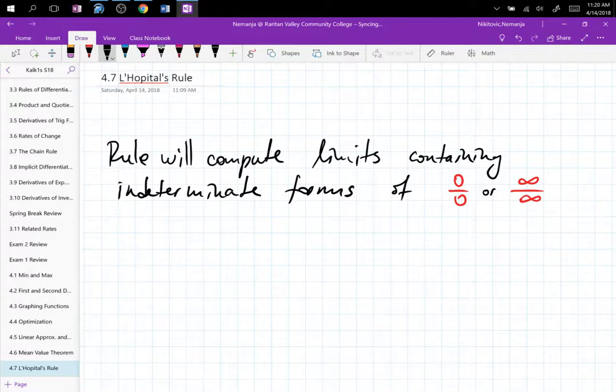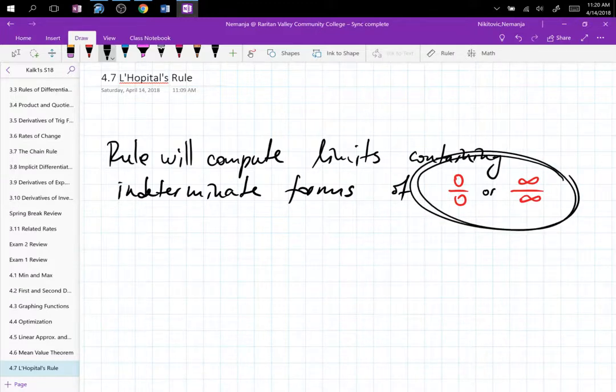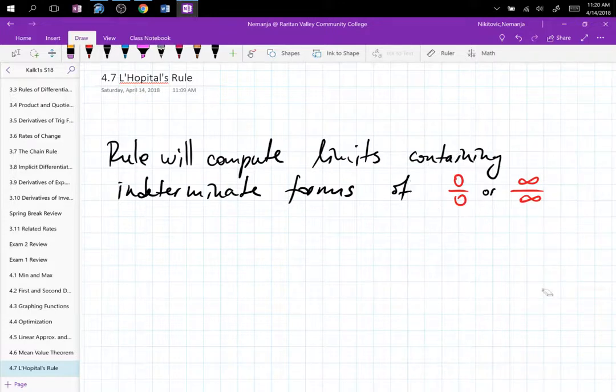Now, the next part is to see 0 times infinity, infinity minus infinity, 0 raised to 0, 0 raised to infinity, and things like that. So that's coming later, and those are all modifications. The rule is for these two only, and that's the end of the thing.